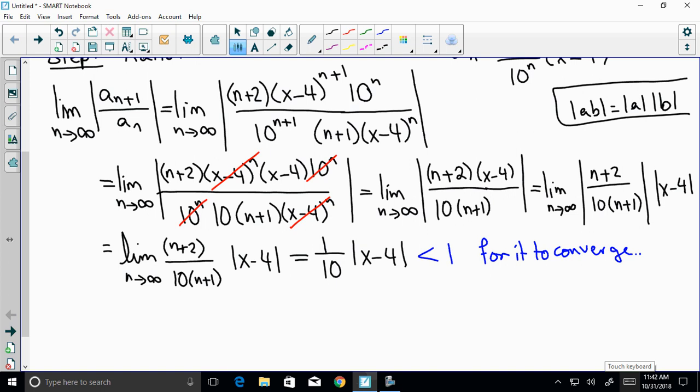So this part you do. This is what you have to do: you have to compare this to 1. And you say, okay, if I want this to converge, 1 over 10, absolute value x minus 4 must be less than 1.